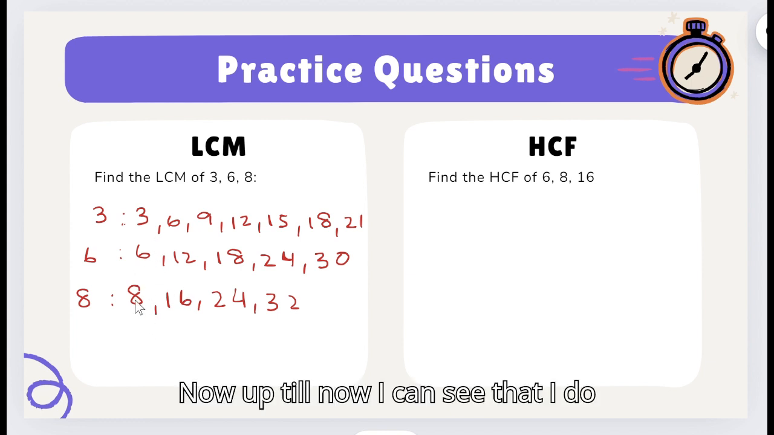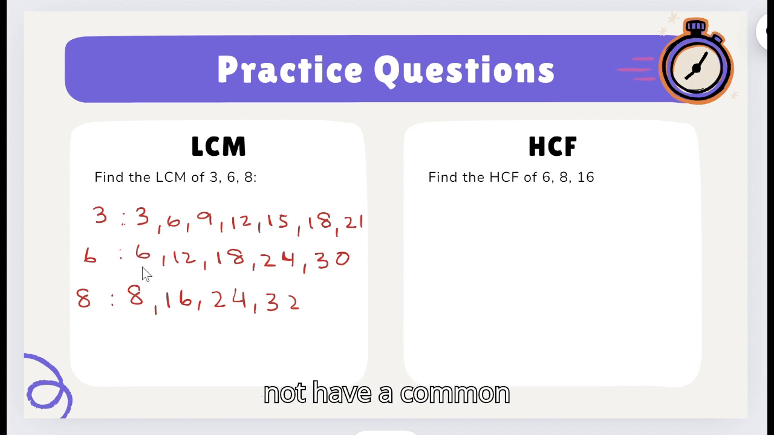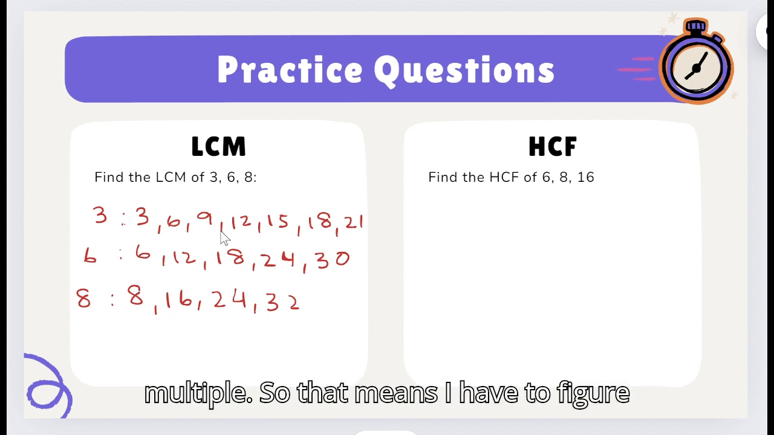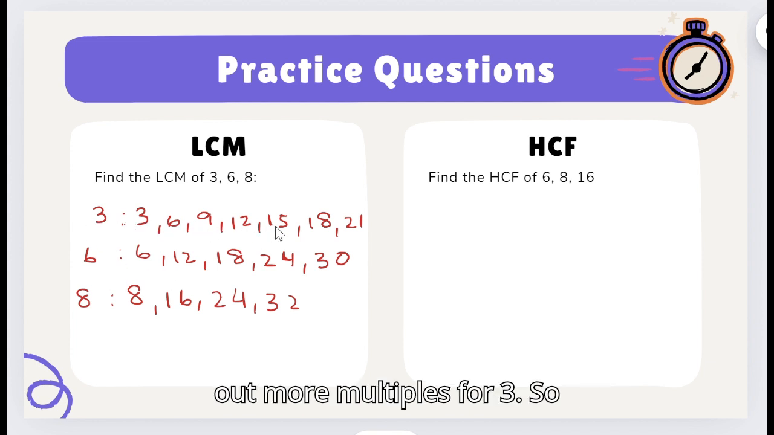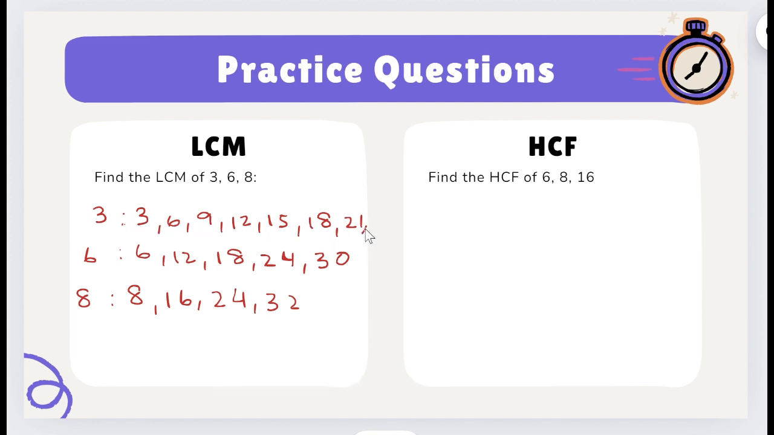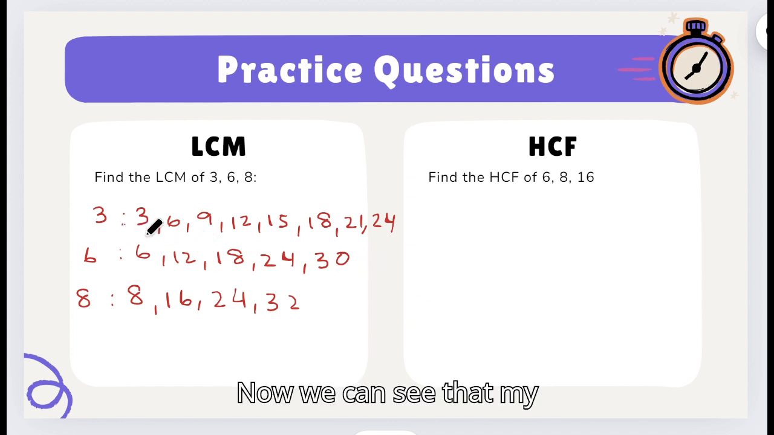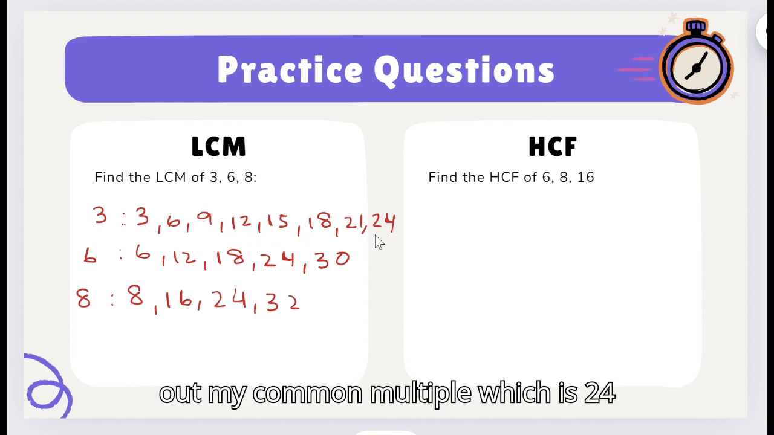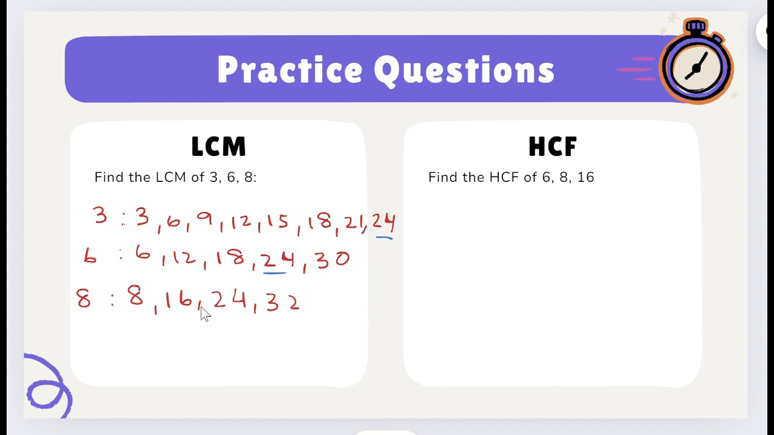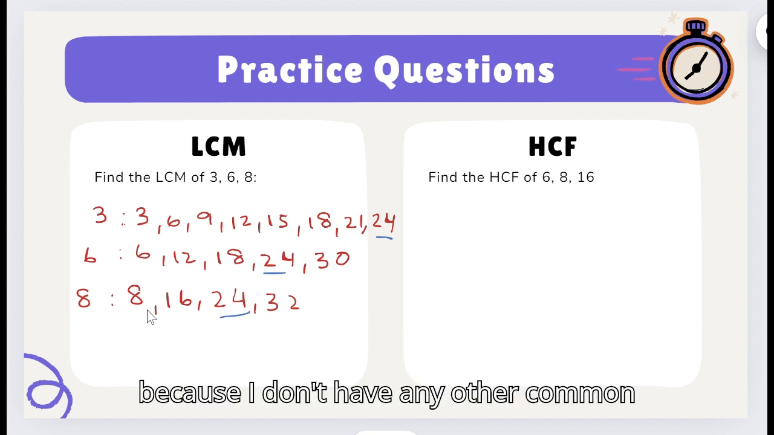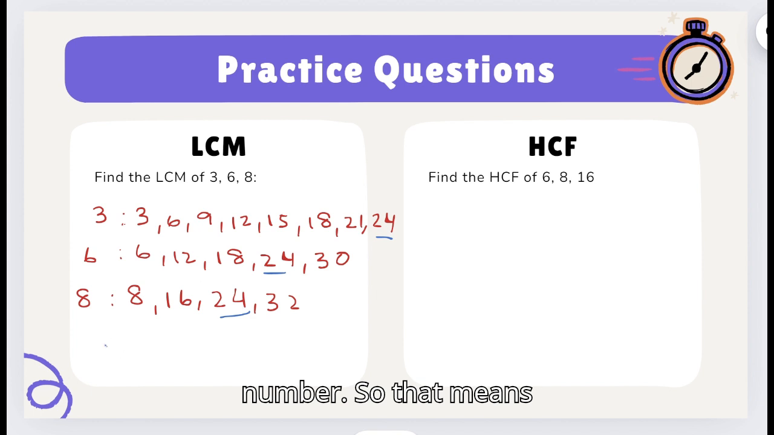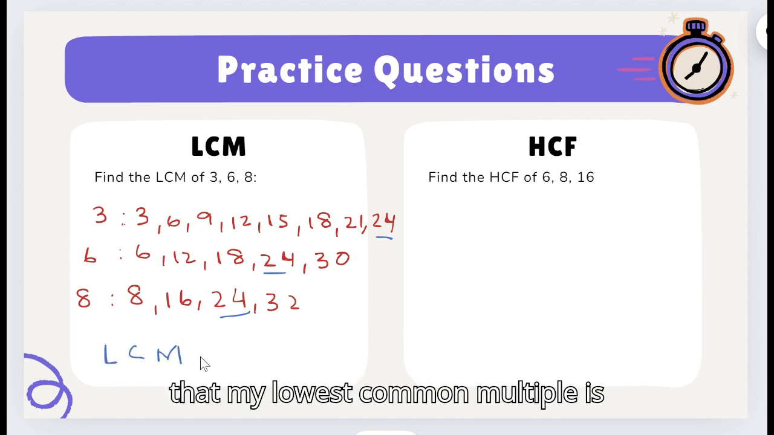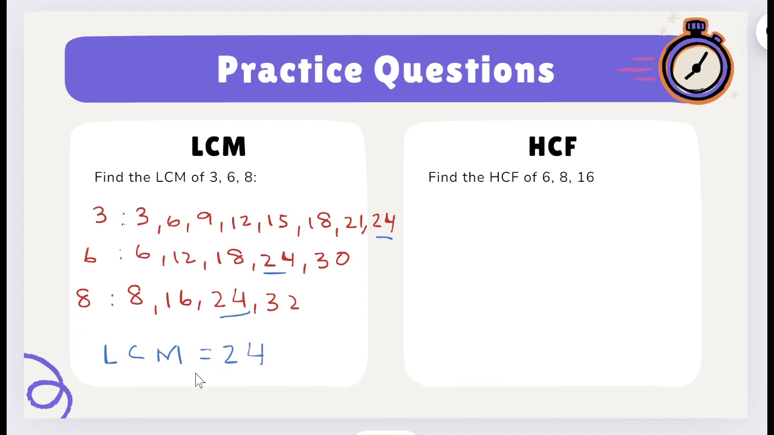Now up till now I can see that I do not have a common multiple. So that means I have to figure out more multiples for 3. So 21, 24. Now I can see that my common multiple, the lowest common multiple, so first I'm going to figure out my common multiple, which is 24, because I don't have any other common number. So that means that my lowest common multiple is also going to be 24.